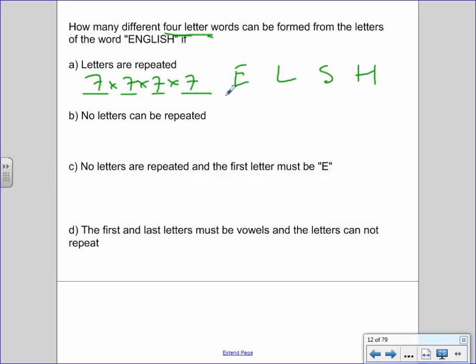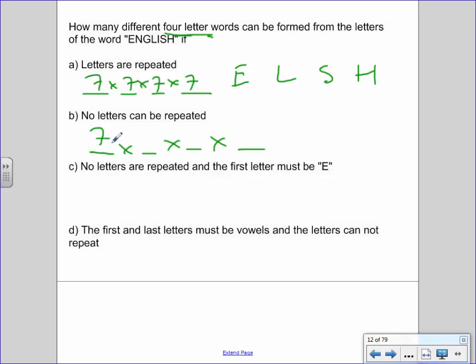Here's my big point, though. A lot of times in everyday life scenarios, once you use something, you can't use it again. Like in Scrabble, once I use my letter L, I can't use it a second time. So if I want to make a word that has 2 L's in it, I can't do that. So here's how this would work if no letter can be repeated. I'm still going to need 4 lines. The first letter, I have 7 choices.